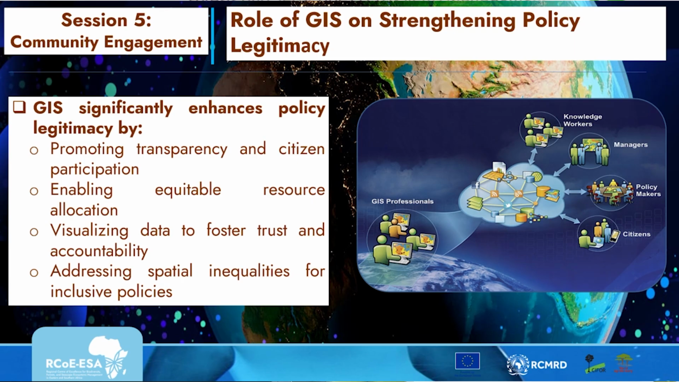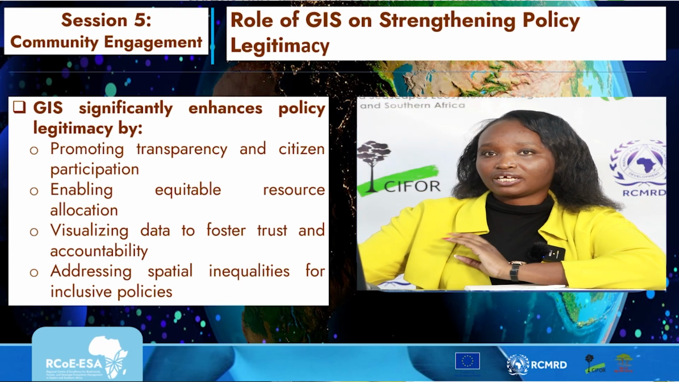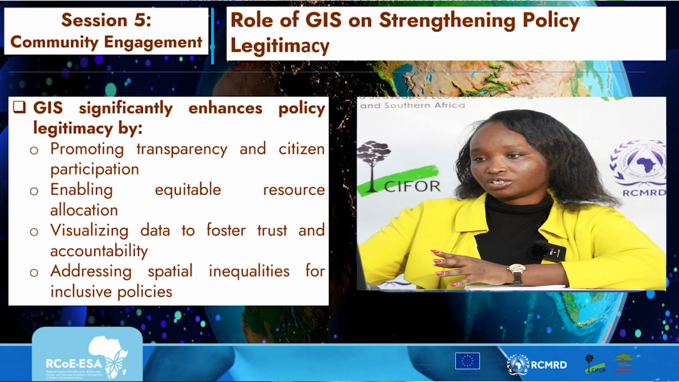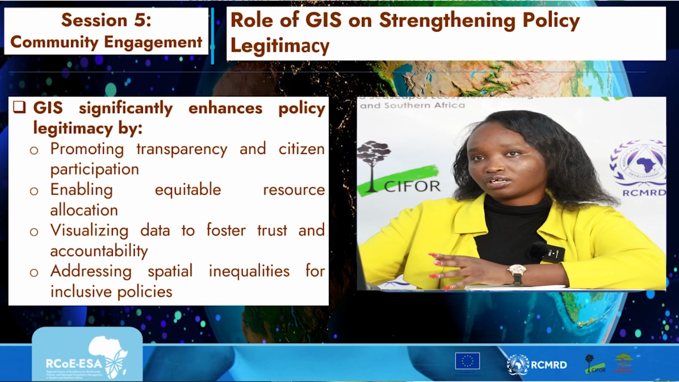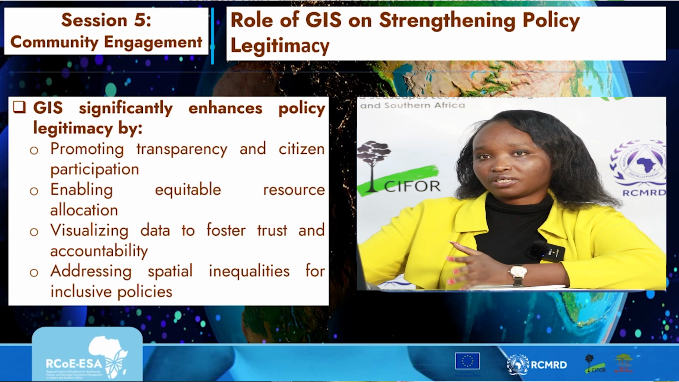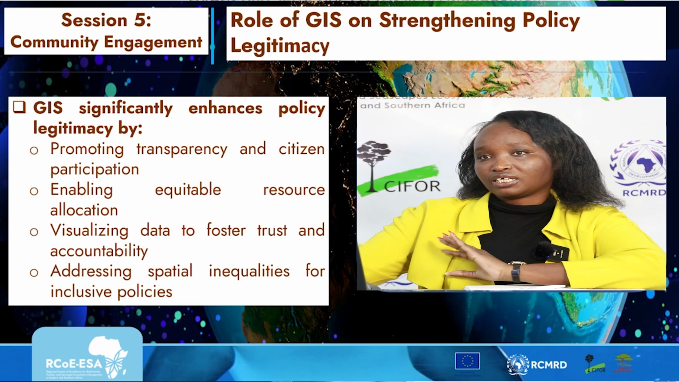So the role of GIS in strengthening policy: how does it enhance the legitimacy of the policies that we come up with? You're able to come up with policies that are transparent and that citizens are able to participate in. Being transparent, they're easily accepted and followed by everyone. You're able to enable equitable resource allocation; by including everyone, you're able to equally share the resources and the benefits. Data is easily visualized to everyone in a way that they can understand.